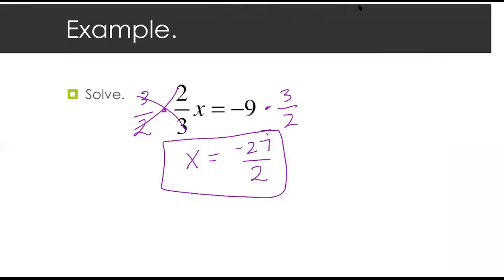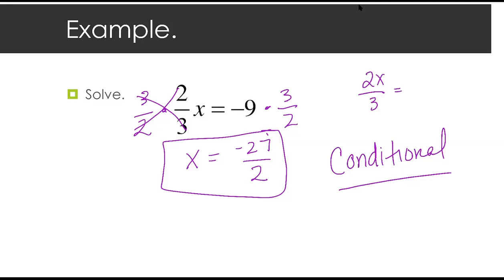All right, so again, negative 27 over 2. And because it has a particular solution and not infinite solutions, this would be conditional. Another way you could solve this is if you left this here, multiply both sides by 3, you could get 2x equals negative 27 and solve that way. It doesn't matter, whatever works for you is fine.